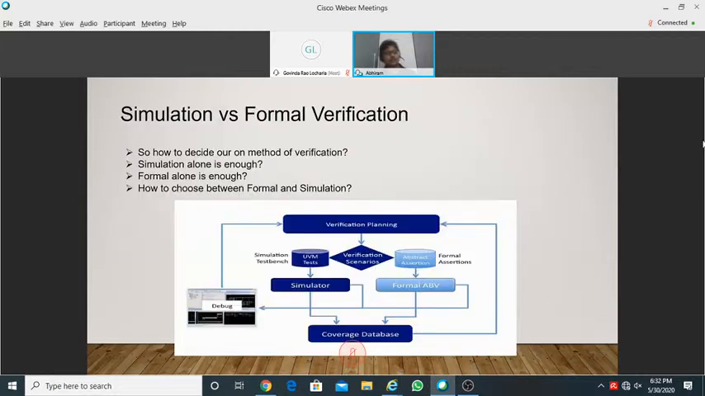Now we have simulation and formal verification. So now how do we decide which one? How do we decide which one we have to go with?